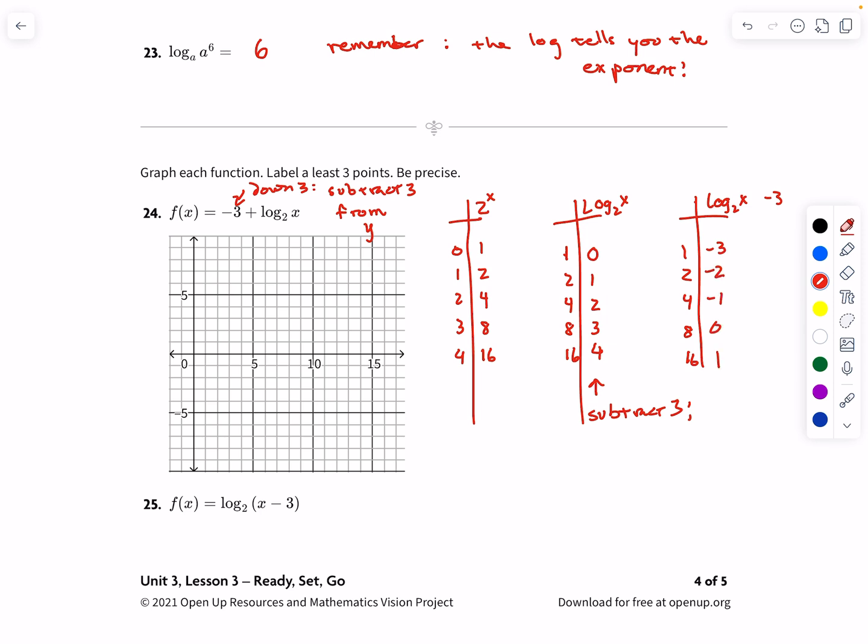Okay, 1 -3, 2 -2, 4 -1, 8 0, and then 16 1. And the asymptote, if it's not right or left, the asymptote is still at the y-axis. Okay, so we go down and we head down. Okay.